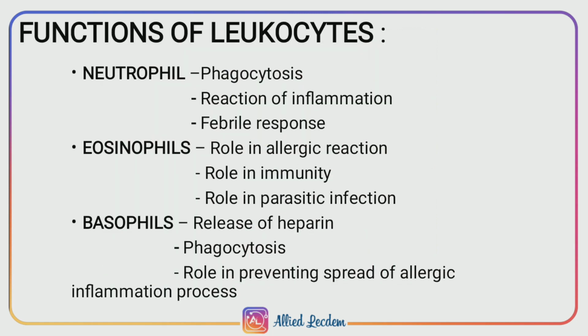Functions of leukocytes. Firstly, neutrophil. It plays major role in phagocytosis, febrile response and reaction of inflammation. Eosinophils play their role in allergic reaction, immunity and in parasitic infection. Basophils release heparin, involve in phagocytosis and play their role in preventing spread of allergic inflammation process.